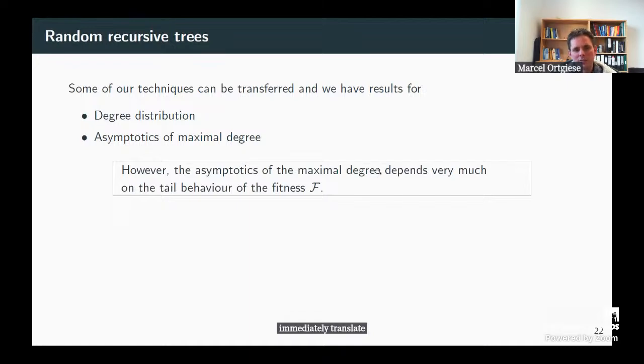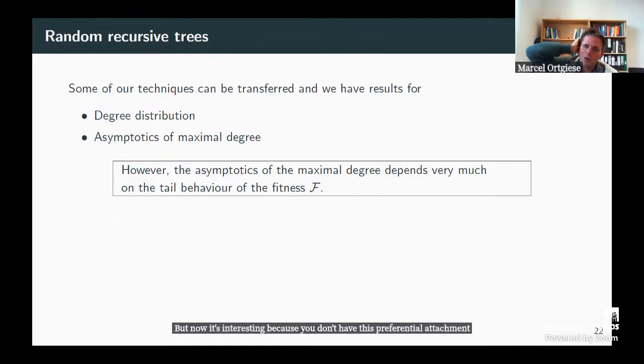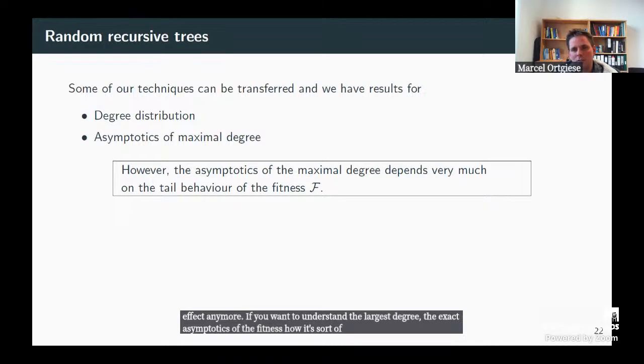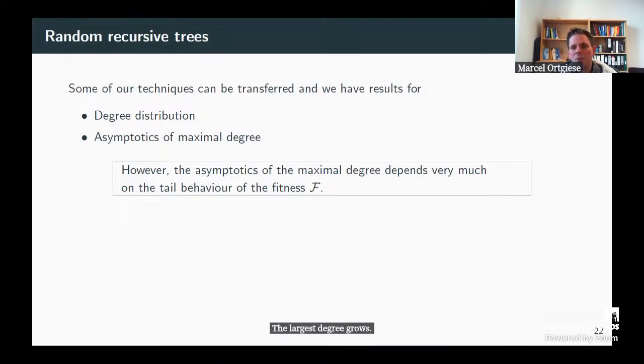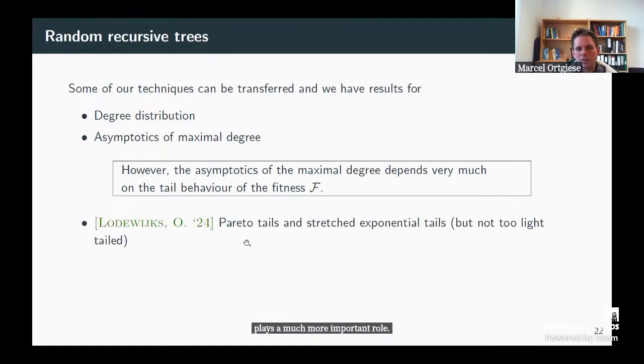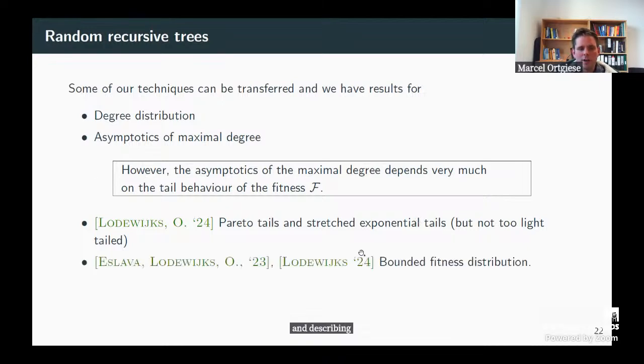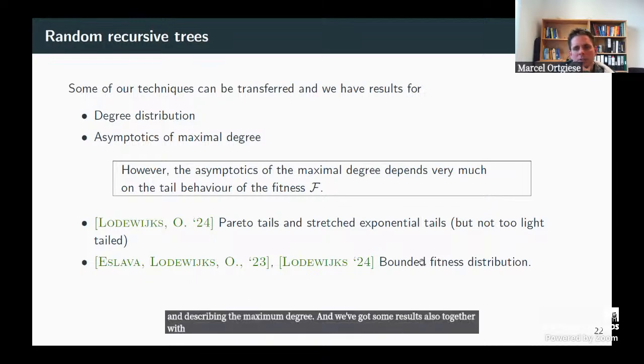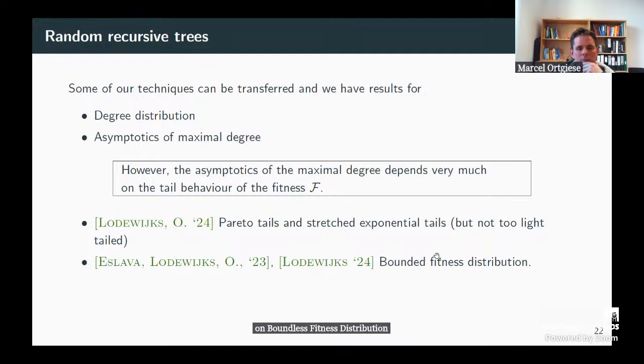Asymptotics for maximal degrees still work, but now it's interesting because you don't have this preferential attachment effect anymore. If you want to understand the largest degree, the exact asymptotics of the fitness, how the largest degree grows, plays a much more important role. We've got some results on quite heavy tail distributions describing the maximal degree, and some results together with Slava on bounded fitness distributions, and Bas has a follow-up paper on that as well.